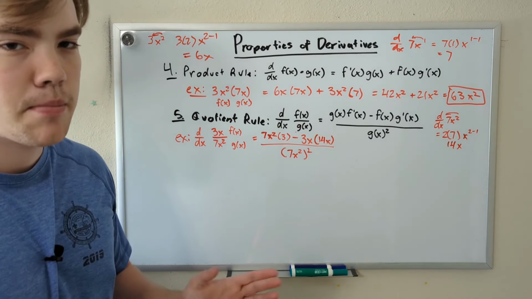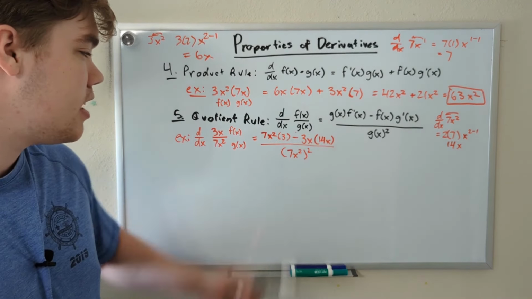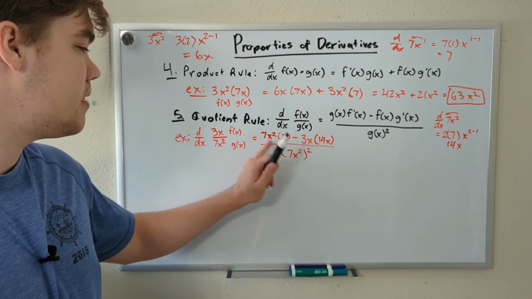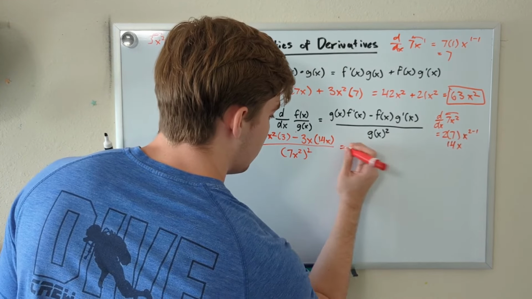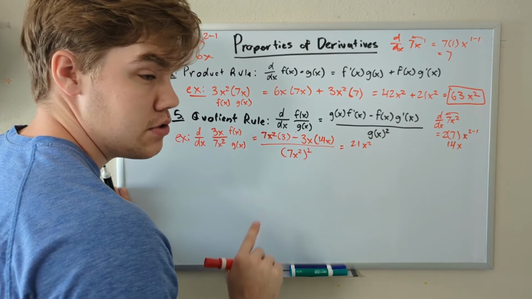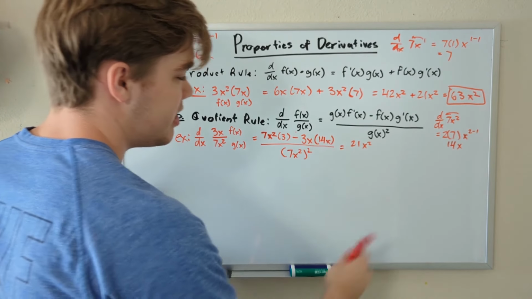Let's multiply these out and combine like terms. 7x squared times 3 is just going to be 7 times 3 and tacking an x squared onto the front. 7 times 3 is just equal to 21. So this is 21x squared. 3 times 14 is equal to 42. X times x is equal to x squared.